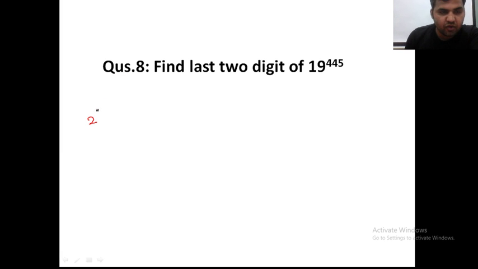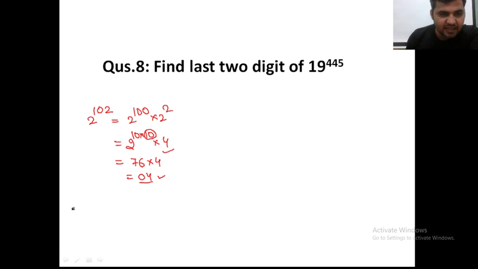revise the concept. If you want to find out the last two digit of, let's say, 2 power 102. This can be written as 2 power 100 into 2 power 2. Now 2 power 10, this can be written as 10 into 10 into 2 power 2, that is 4. Now this 10 is an even number, so you will say the last two digit would be 76, and 2 power 2 is 4, so 76 into 4 will give you the last two digit as 04.